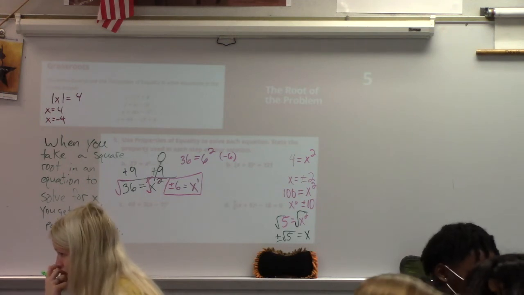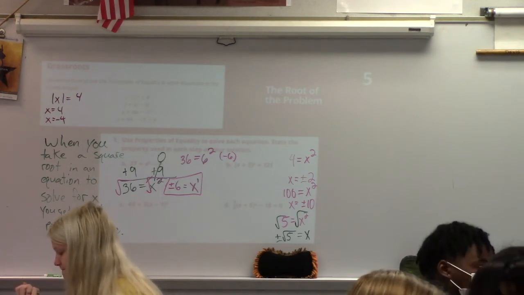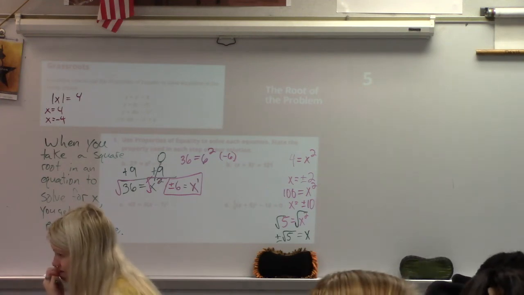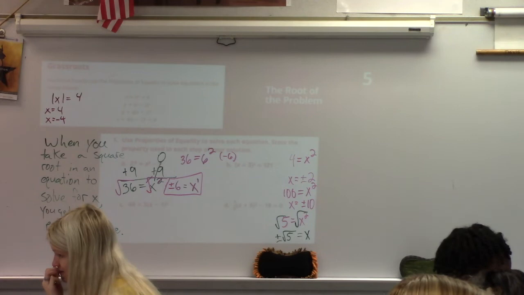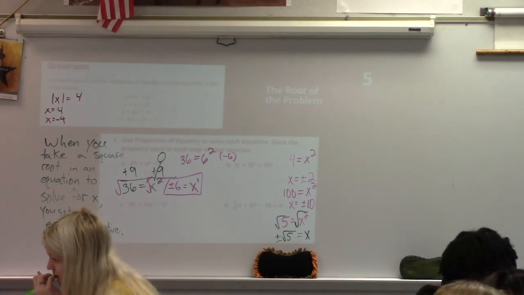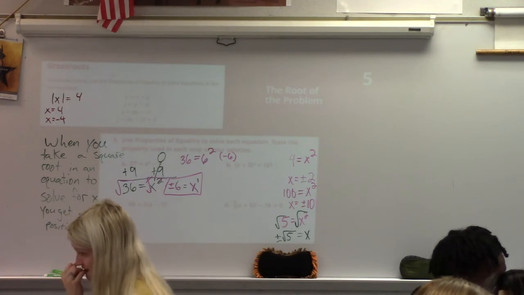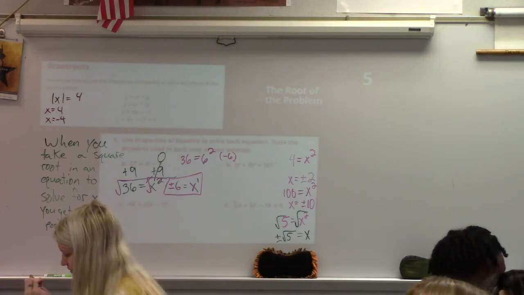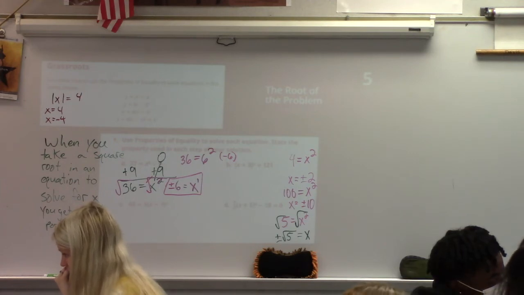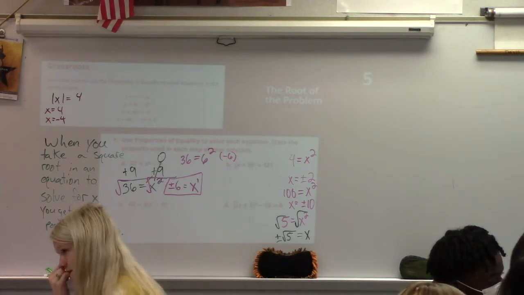Plus nine. What do you have to do? You have to use a property of equality. x plus 3 times x plus 3 is x squared plus 3x plus 3x plus 9. You would square root the entire thing, is that correct? So if you do x times x, that's x squared. Or x times 3, 3 times x. So it's not 3 times 3.